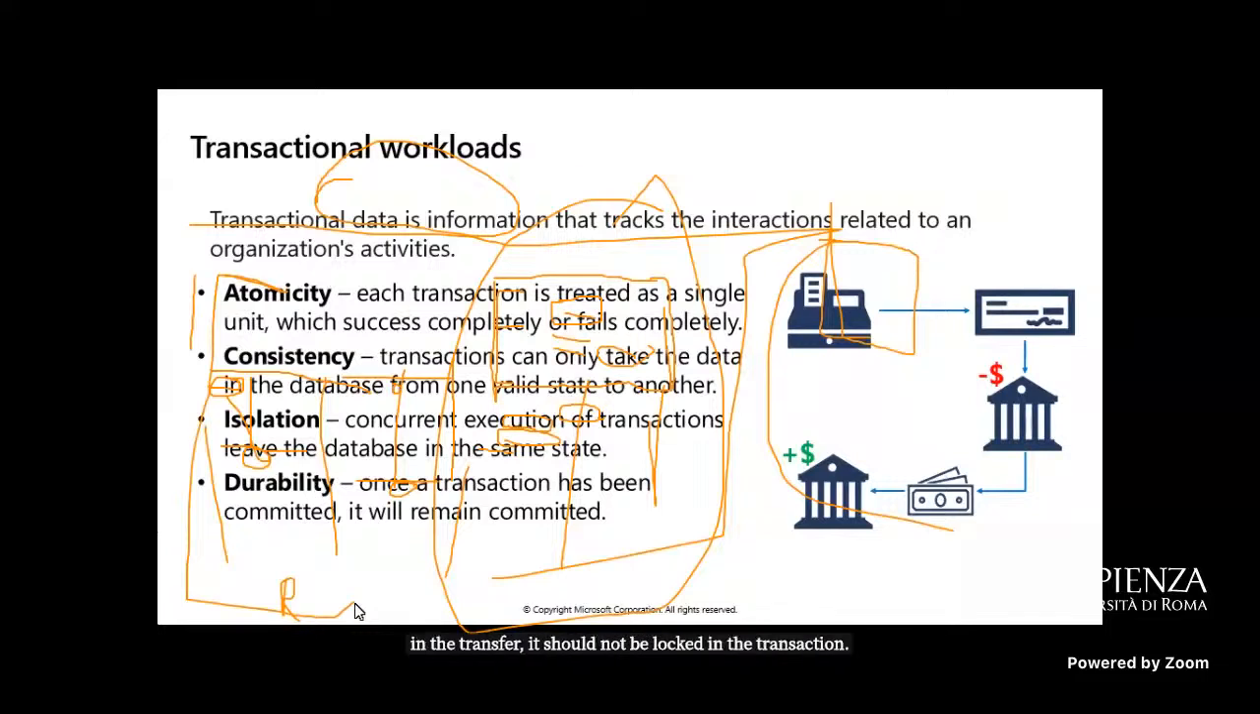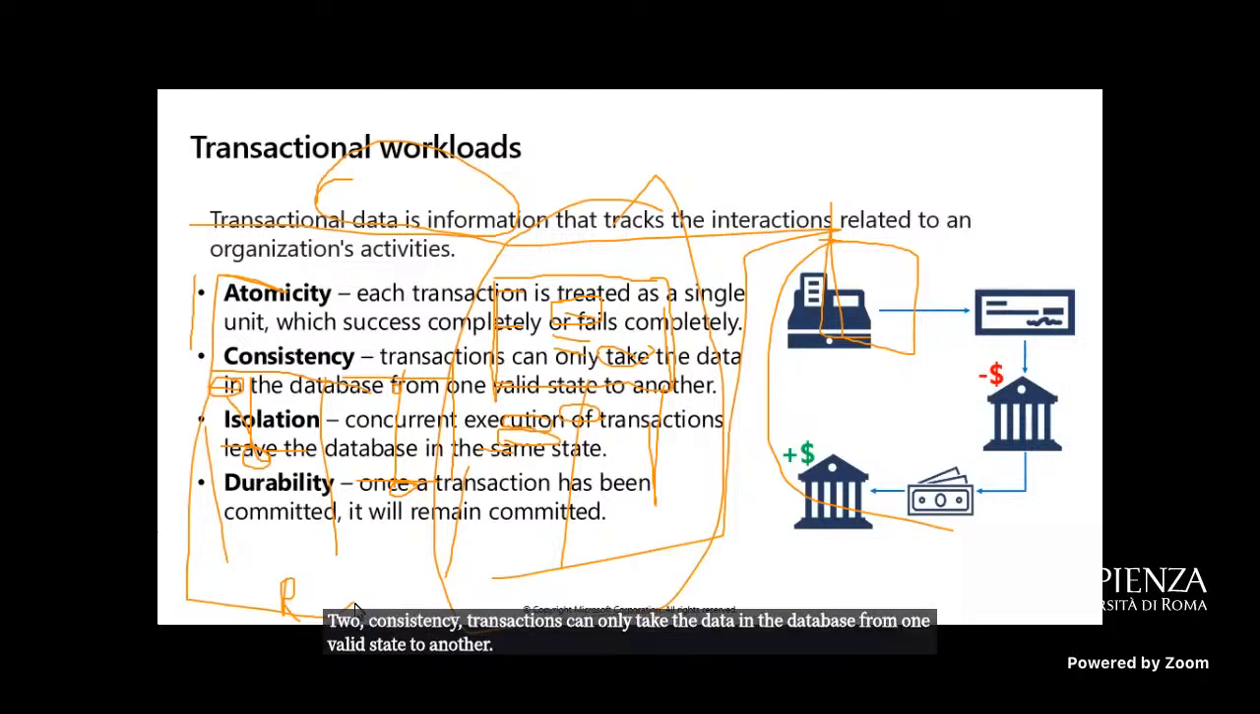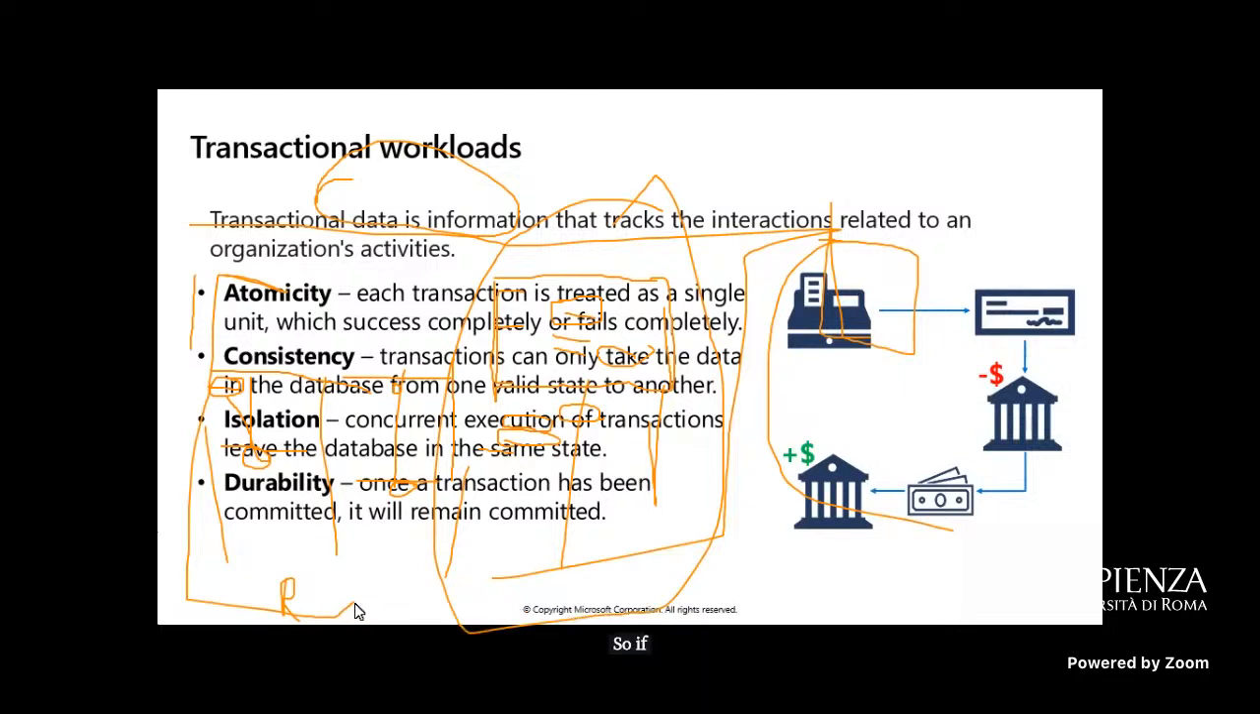2, consistency. Transactions can only take the data in the database from one valid state to another. So if it is successful, it is successful. I cannot go from sending money to you, it being successful on my own end, and then it now fails. It's either successful or it fails. There is no in between.